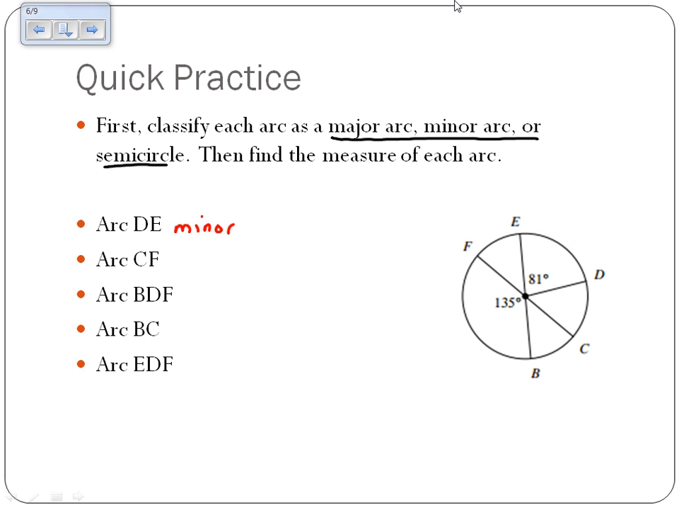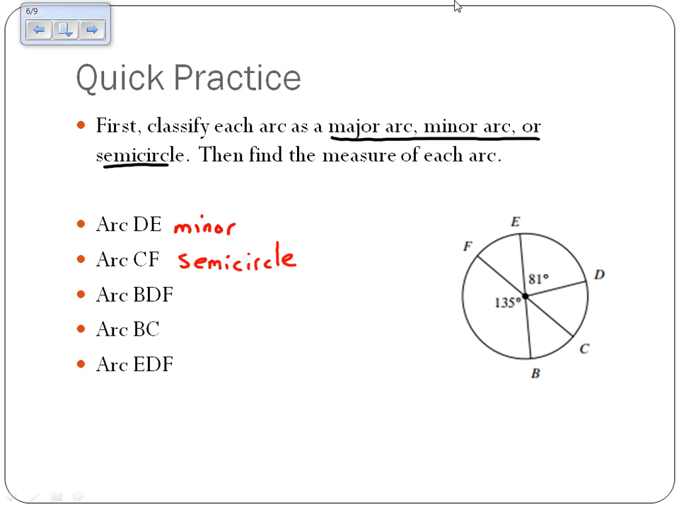What about arc CF? Maria? Semicircle. What is CF called? The line. Isn't it a chord? It is a chord, but we can be more specific because it goes through the center. Radius, diameter. Diameter. Radius is half of it. Diameter is the whole thing. Let's make sure we know those by tomorrow.